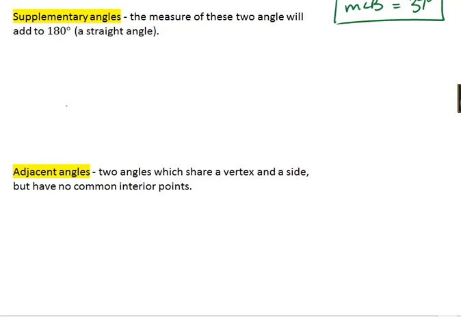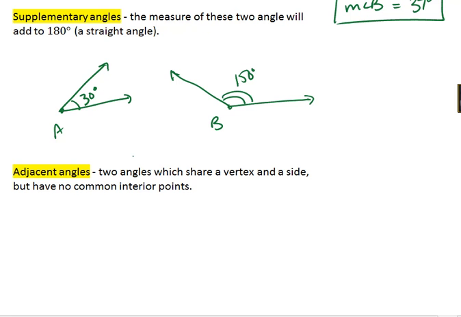For example, let's start with angle A, and we'll use the 30 degrees that we saw above in the first example. If angle A is 30 degrees, then its supplement, angle B, must be 150 degrees, because then the measure of angle A plus the measure of angle B, which equals 30 plus 150, will equal 180 degrees. We'll try one more example.